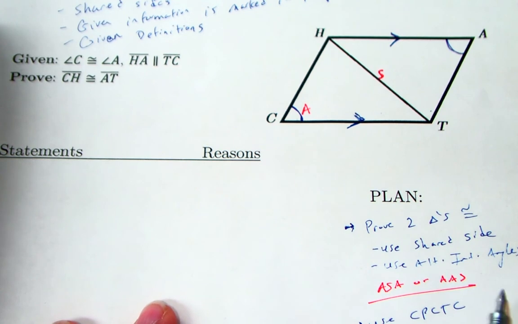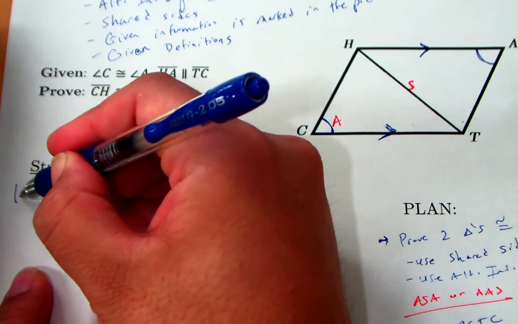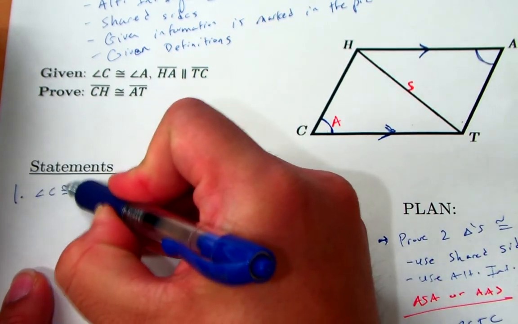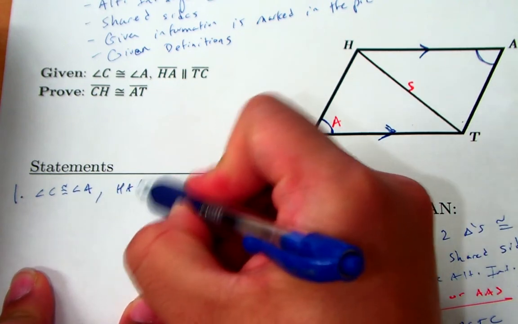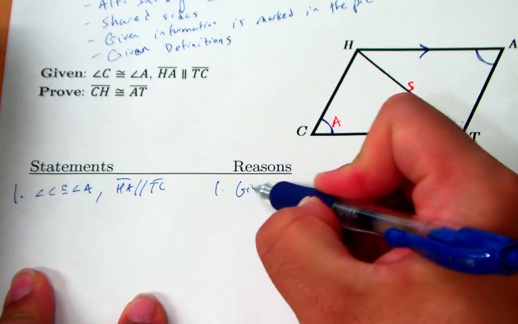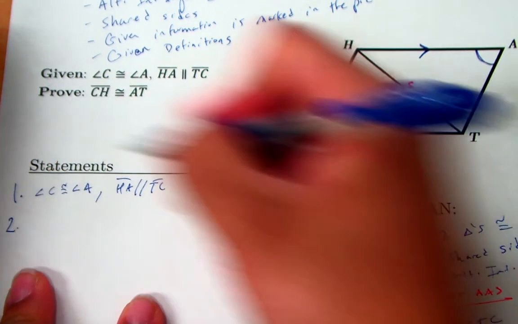So, it's a lot of planning. Let's go ahead and see if we can put our plan into action. You always start a proof, always with the given information. So we're given that angle C is congruent to angle A, and we're also given that HA is parallel to TC. And why is that true? Because it's literally given to us. Statement number 2. What else can we say?